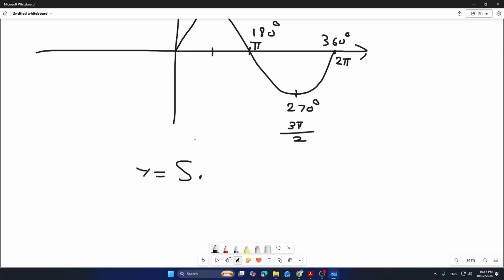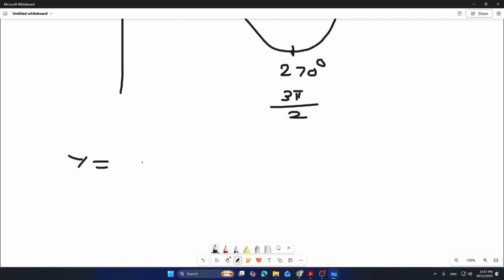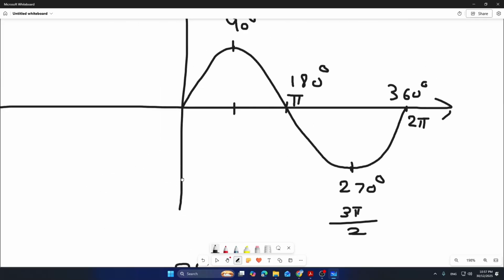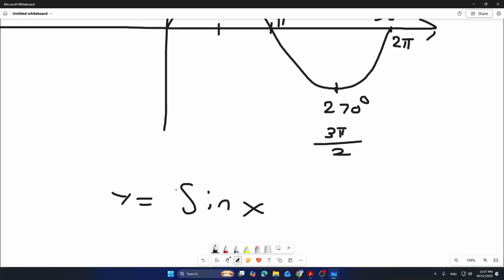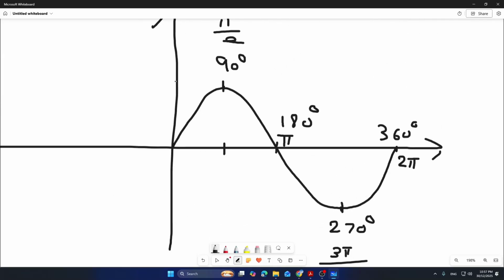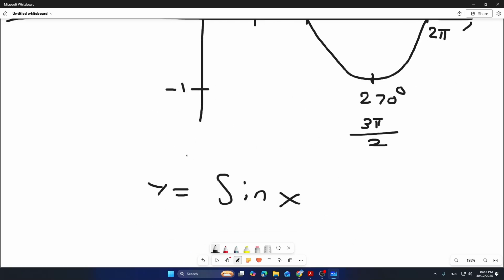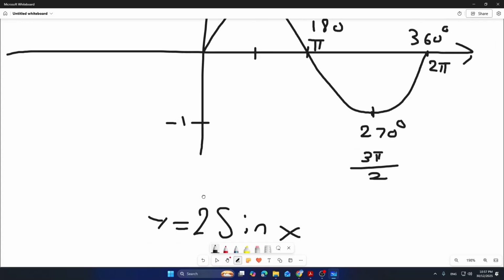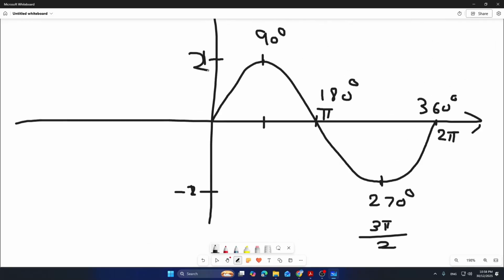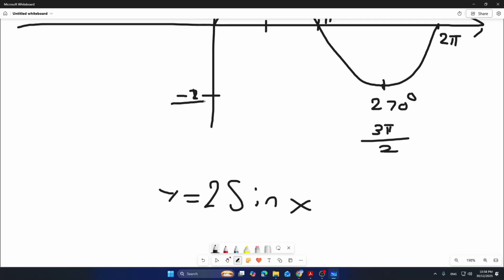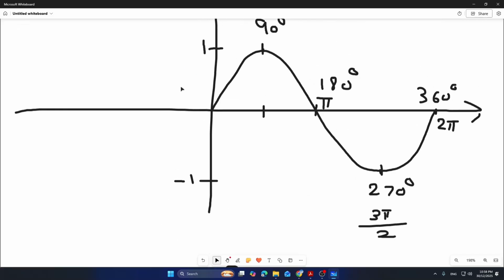Also, we need to understand that if we have a number, for example, let's say we had sine x, but instead of a 1, it's sine 2x. In the normal sine x, where there is no number here, we know that the maximum point is 1, and the minimum point is minus 1. If it was sine 2x, then this would be minus 2, and this would be 2. If it was sine 3x, it would be minus 3, and this would be 3, and so on. It just works like that.